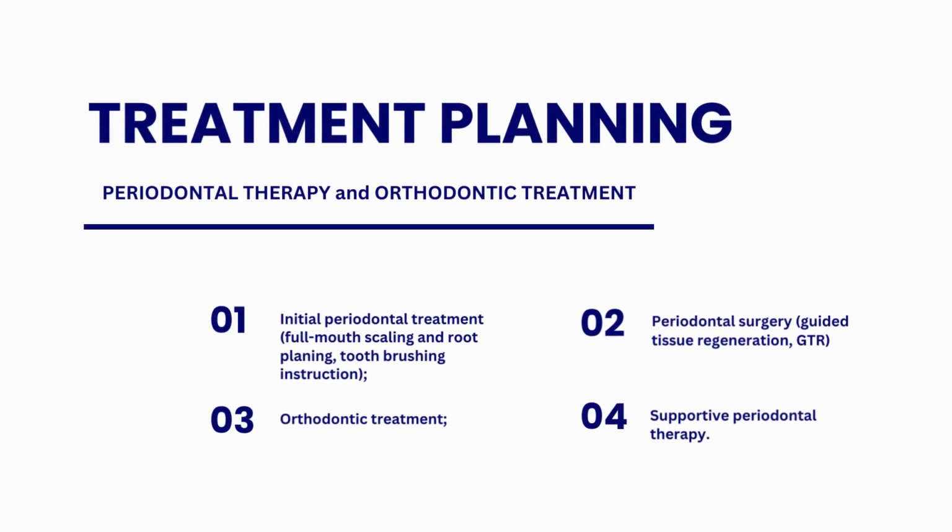The treatment plan for this case was periodontal therapy and orthodontic treatment since the patient presented rotated maxillary central incisors, especially the upper right central incisor, which displayed class 3 mobility. The flow of the treatment plan for this periodontic-orthodontic case was as follows. First is the initial periodontal treatment, which involves full mouth scaling and root planing, together with tooth brushing instruction. Then the periodontal surgery or the guided tissue regeneration. Third is the orthodontic treatment, and lastly is the supportive periodontal therapy.